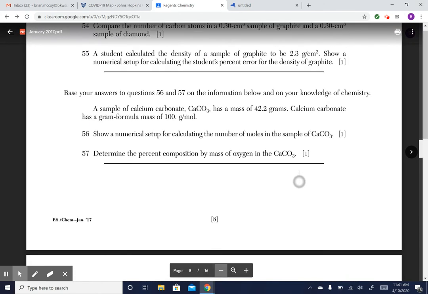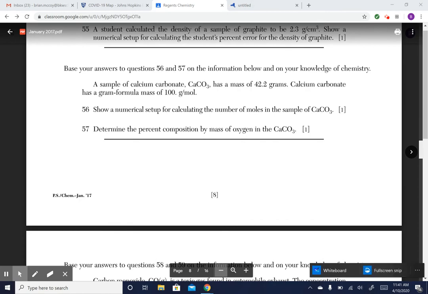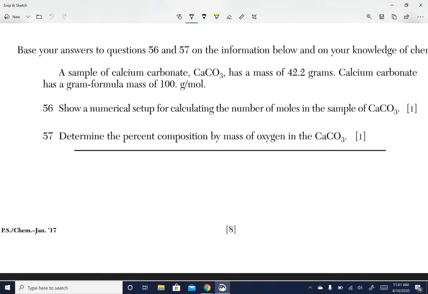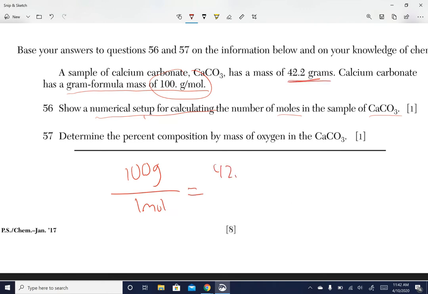56. Show numerical setup for calculating. So, a sample of calcium carbonate, CaCO3, has a mass of 42.2 grams. Calcium carbonate has a gram formula mass, this is important, of 100. Show numerical setup, just a setup, for the number of moles in the sample of CaCO3. Okay, so we know there's 100 grams in 1 mole. We also know we have 42.2 grams. How many moles is that equivalent to?